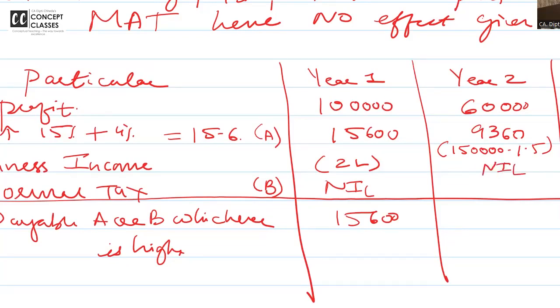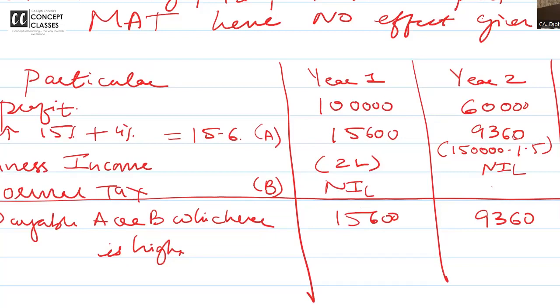Nil. So what will be my highest tax payable? MAT. See why the MAT is charged. Is it clear or not? This company has suffered 2 lakh rupees loss. So it's paying zero tax here, normal tax. Here also zero. So like that to till years it will pay zero tax because it will set off all the loss. But then minimum they have to pay 15% on the book profit. So they are paying this tax.